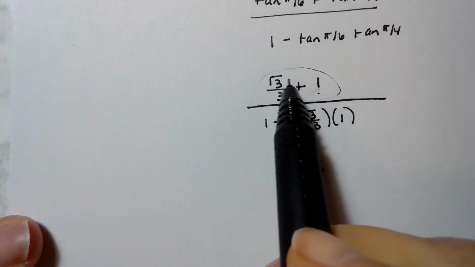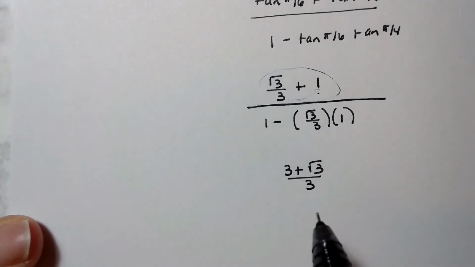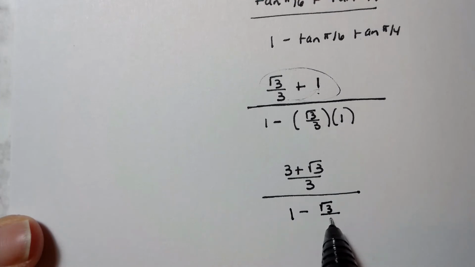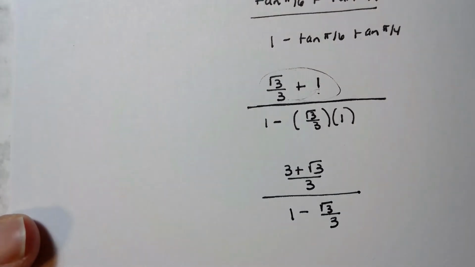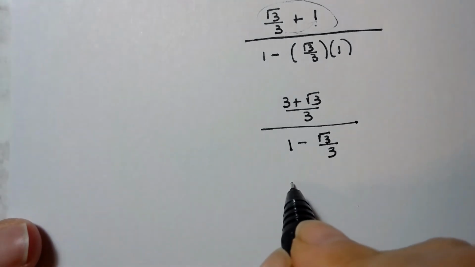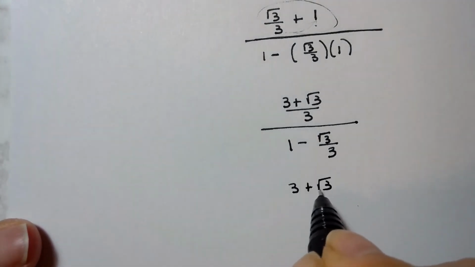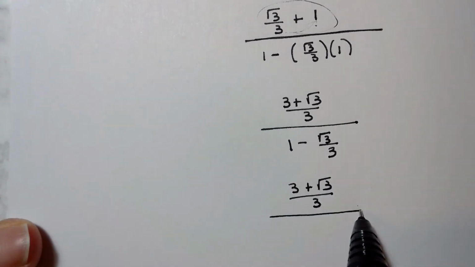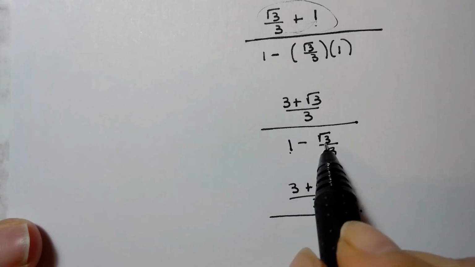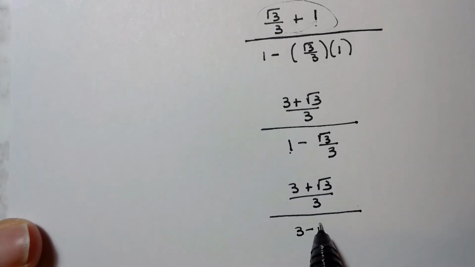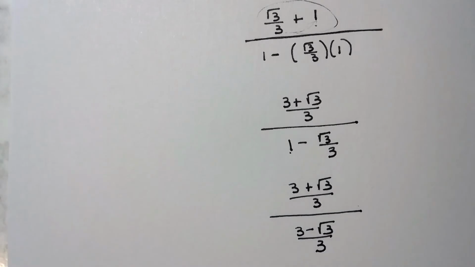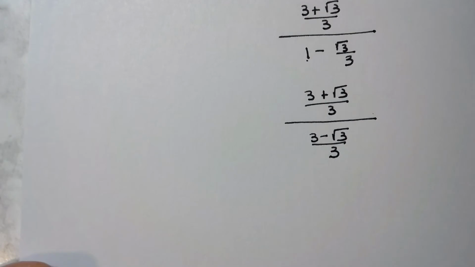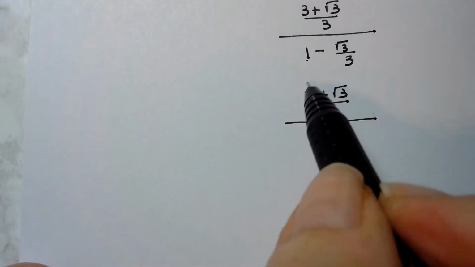So 3 plus root 3 over the common denominator in the numerator, over 1 minus root 3 over 3 in the denominator. Now I'm going to clean that denominator up. So the numerator is going to stay the same for now. And by the way, do not cancel those. Bad algebra, okay? This will be 3 minus root 3 over 3. So now I want to clean this mess up. I have the numerator, which we leave alone.